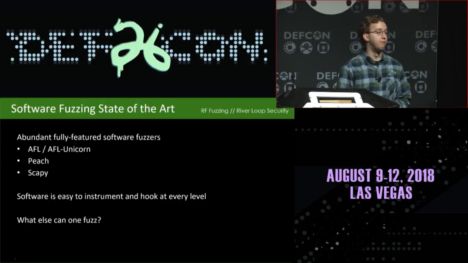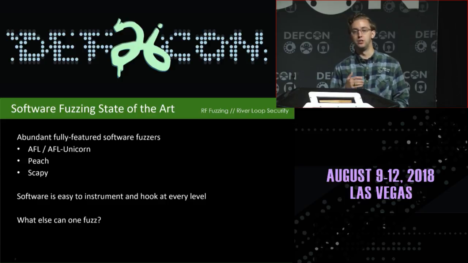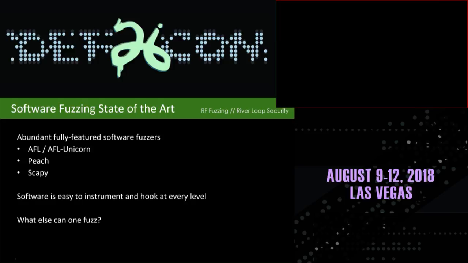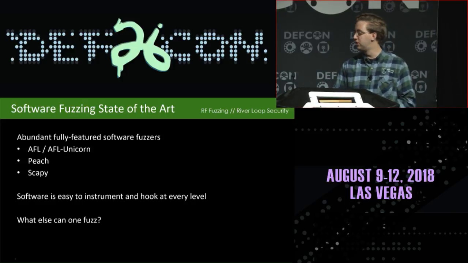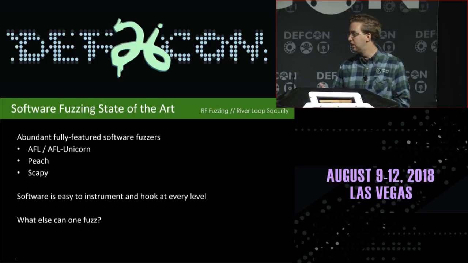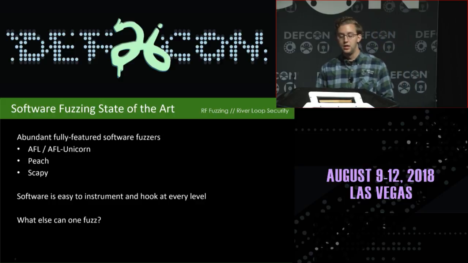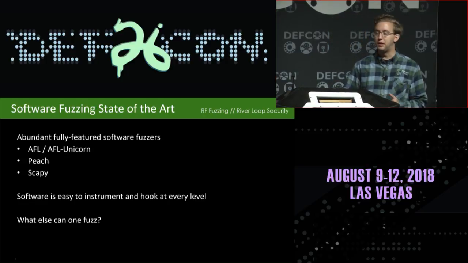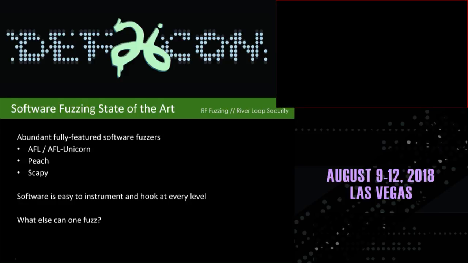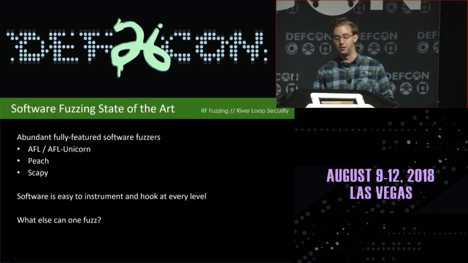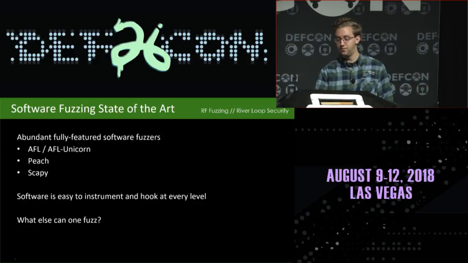And for software, there's a lot of really great tools out there, right? AFL, which is a pretty advanced tool that uses memory introspection to help advance its state coverage. Peach Fuzzer, which although is a legacy tool, is still used today. And Scapy, which is a network protocol generator, but also has some basic fuzzing in it. Now, what's interesting with software is you can instrument and hook it at many levels. You can control typically when it starts execution, when it finishes, monitor the state through hooks or memory execution. But what else can one fuzz?